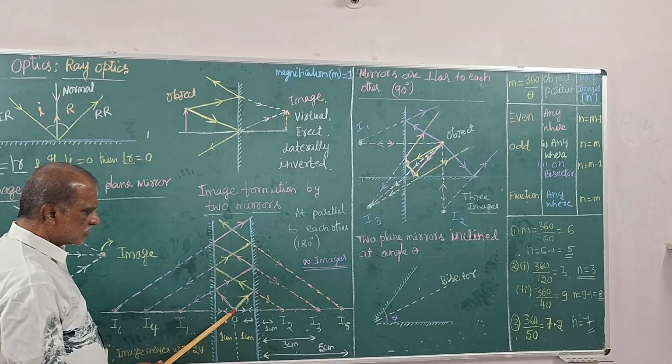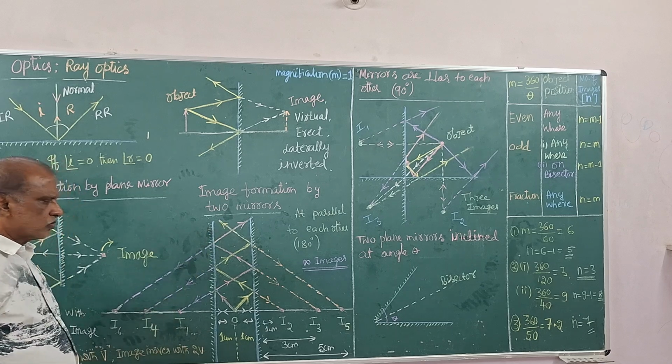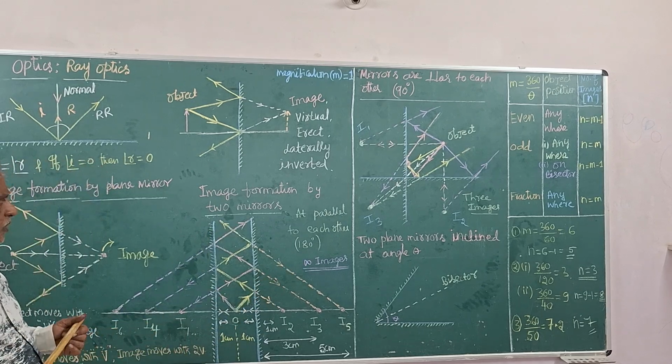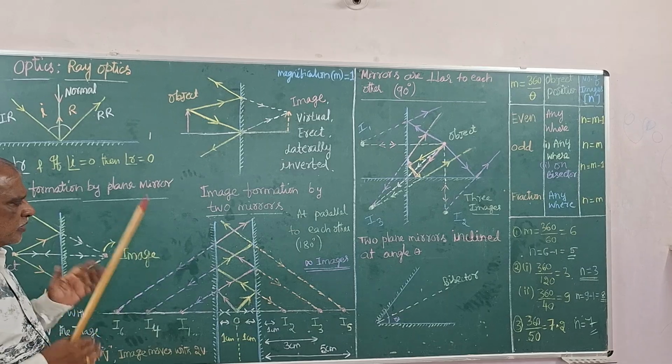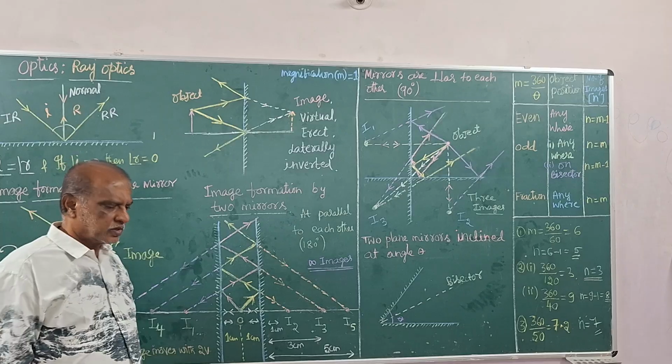If the object is at the center, 1 centimeter on either side, infinite numbers of images are produced. If the mirrors are in parallel alignment like this, we get an infinite number of images.